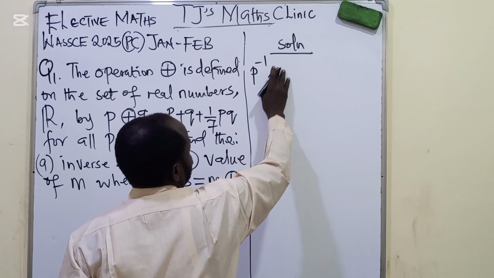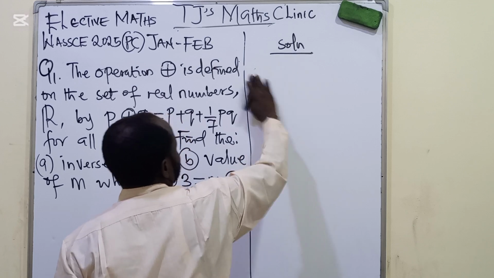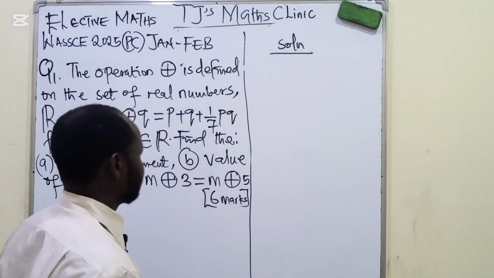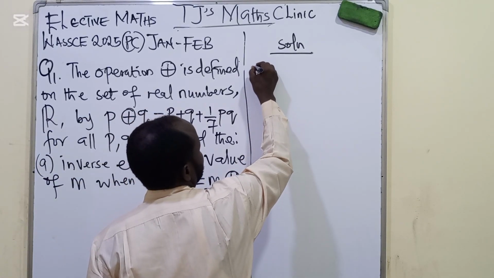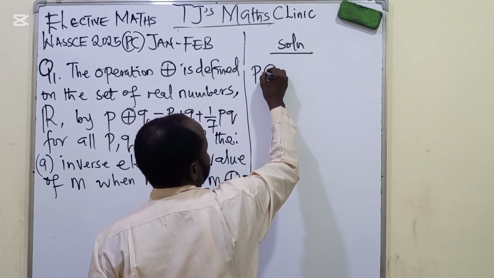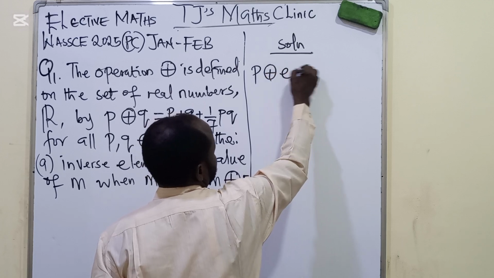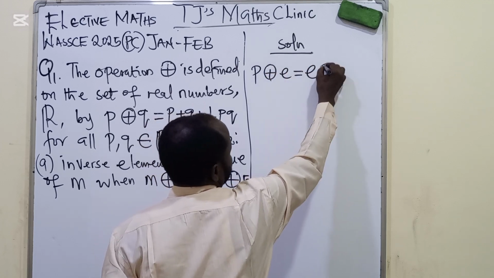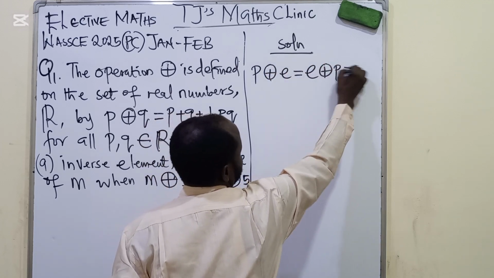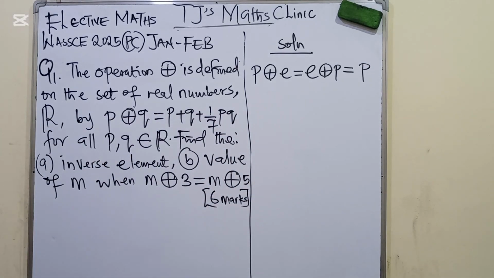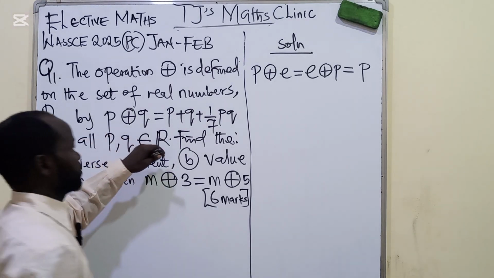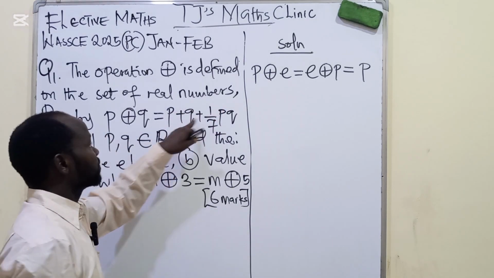Operation. For us to find the inverse element, we have to first of all find the identity element. Very important. So it will be P operation the identity element must be equal to the identity element operation P, and it must be equal to P. Very important. So this is the identity element. We use the first letter here. Then we compare P to P, Q to the identity element.